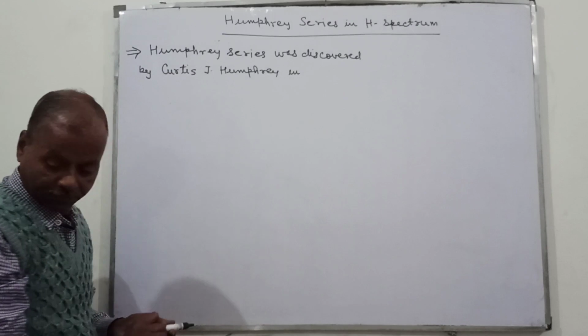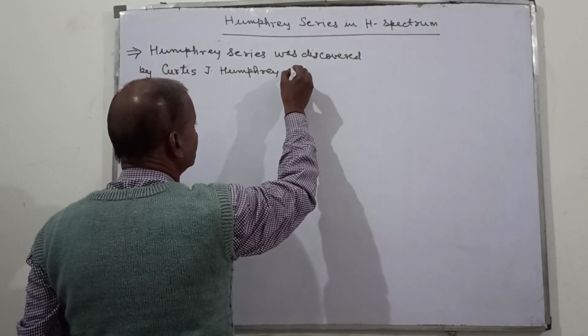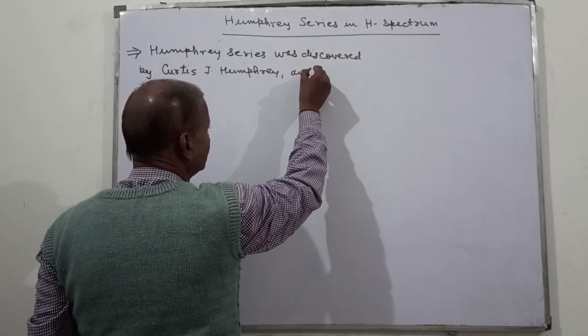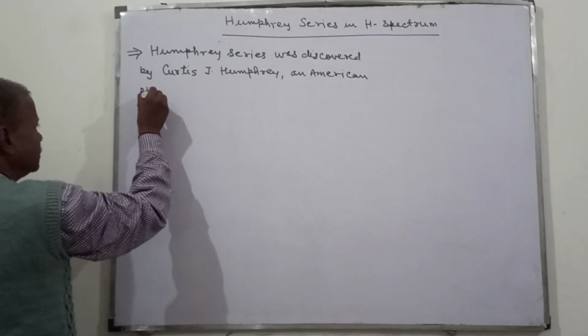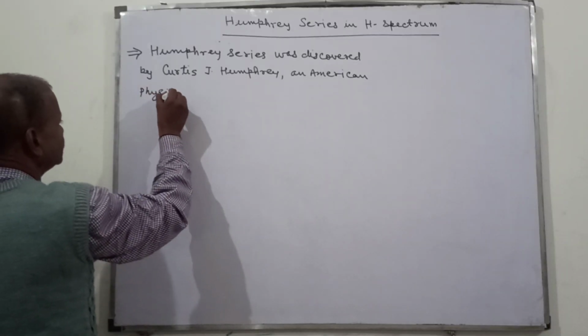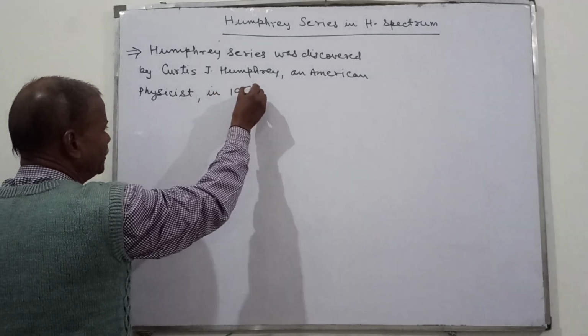It was discovered by Curtis J. Humphrey, an American physicist, in 1953.